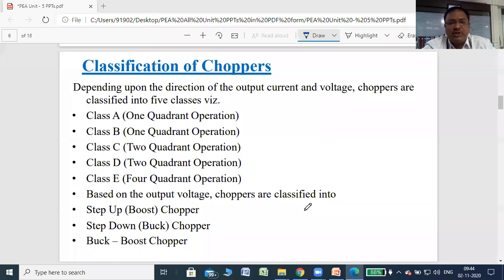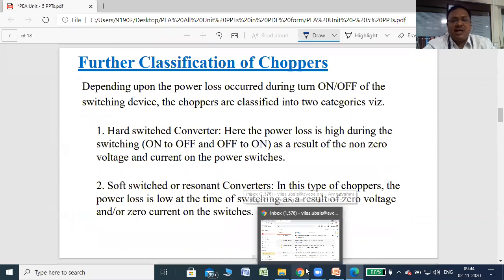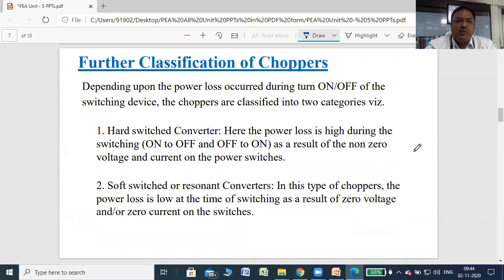Based on the output voltage, choppers are classified into step up, called a boost chopper, step down, called a buck chopper, and buck boost chopper, right? So these are the other types of chopper. Then a further classification of a chopper. This is not a part of your syllabus, but this is another classification that I want to show you.